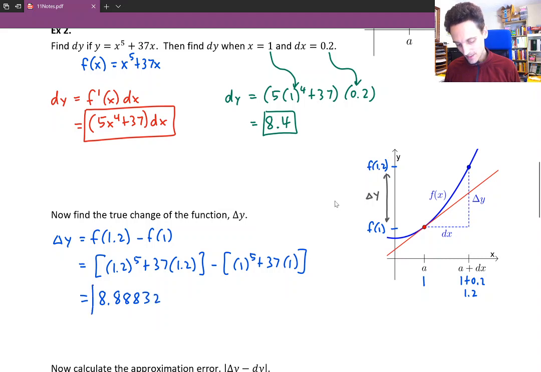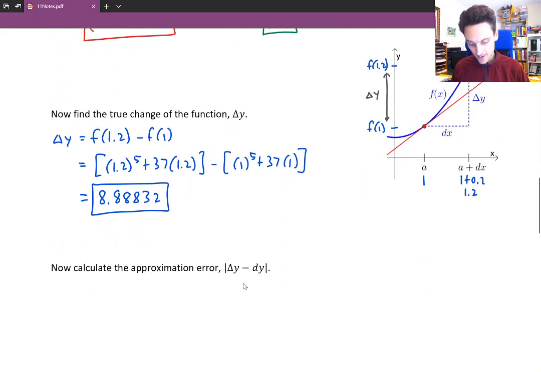8.88832 is what you end up getting. Okay, so that's the true change in the function values, which is not too far off from the approximate change of the function values that the tangent line was giving us. If you walk along the tangent line, you get a change in y of 8.4. If you walk along the function itself, you get a change in the y values of 8.88832. So there's a difference of about 0.4, well, 0.48832 to be exact, which is not too far off considering the range of y values that we're thinking about.